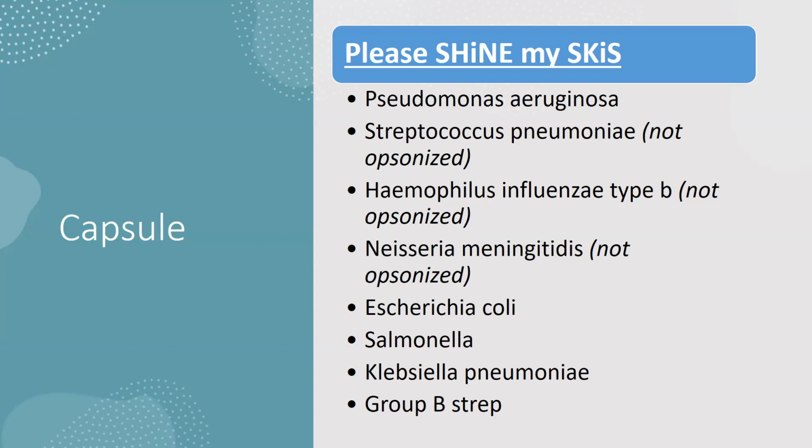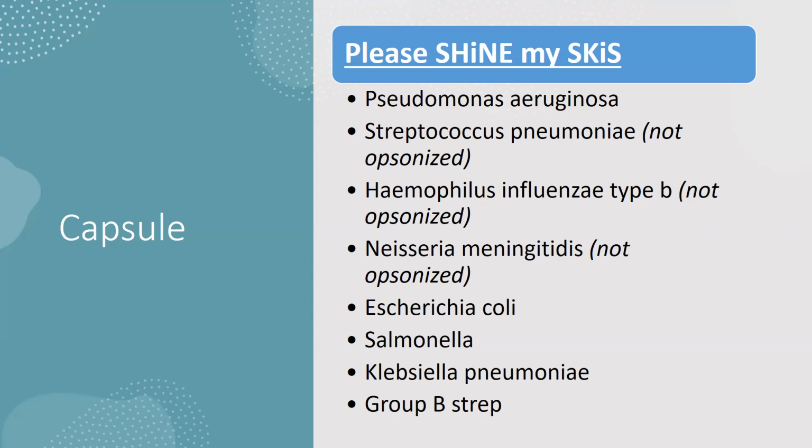I mentioned this, I think, yesterday, but Pseudomonas, Streptococcus pneumoniae, H. flu, Neisseria meningitidis, E. coli, Salmonella, Klebsiella, and Group B strep. These are your important encapsulated bacteria to know, meaning that they have to be opsonized to be able to be digested or be able to be identified.